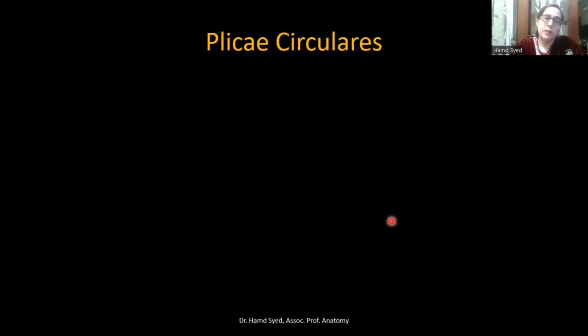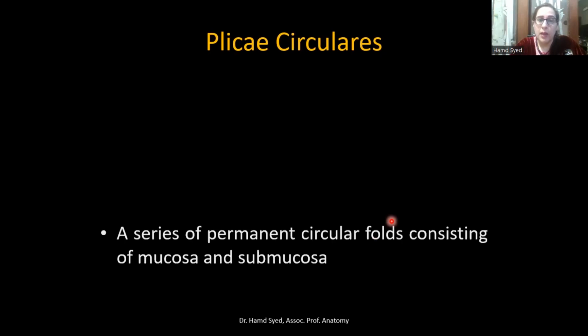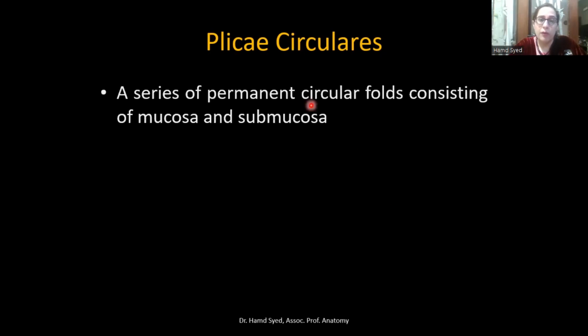Now let's talk about these modifications one by one, starting with the plicae circularis. Well, the plicae circularis, remember, are a series of permanent circular folds, and they consist of the inner 2 layers of the wall of the small intestine, namely the mucosa and the submucosa. Now here, the word to be kept in mind is permanent, because if you recall from the lecture on histology of the stomach, we talked about the rugae. They were the folds which were visible on gross examination, or when we look with our naked eye, we saw the rugae in the stomach.